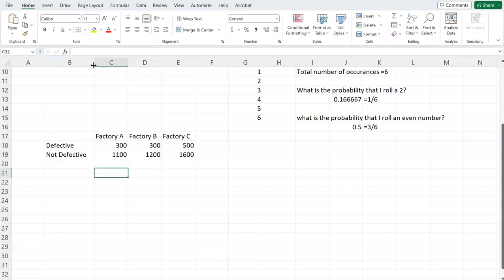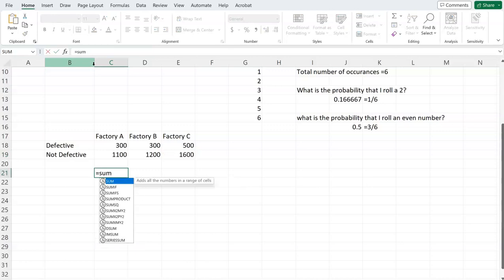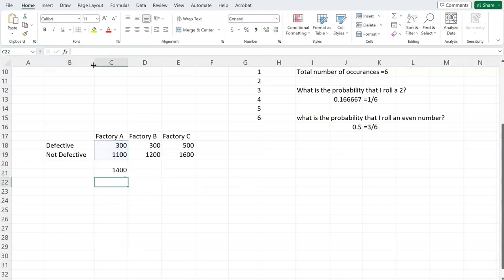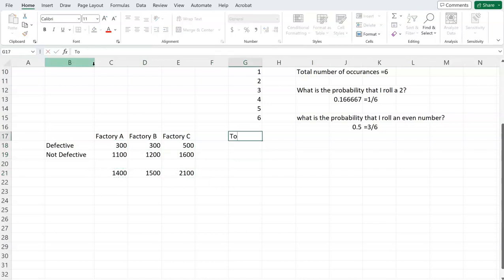So then my total production for each factory is going to be 1,400 for factory A, 1,500 for factory B, and 2,100 for factory C. And across all factories, I produce 1,100 defective items and 3,900 non-defective items.